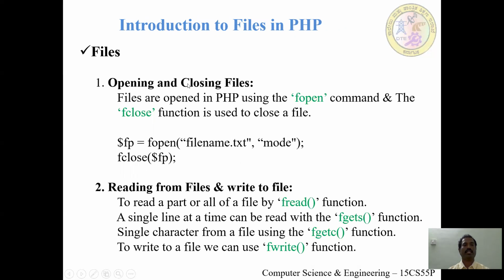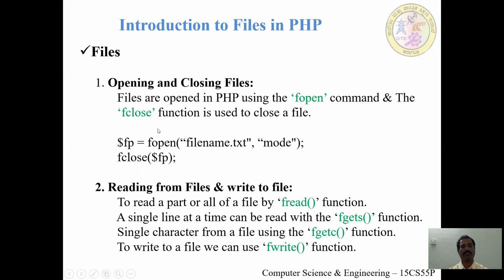Now let us understand about files in PHP. Since we are dealing with files here, we need to understand files in PHP. In order to work with a file, first we need to open the file. In PHP, to open a file, we have the function fopen, and we close a file by using the fclose function. The fopen function takes 2 parameters. Here you can see the example: fopen, in brackets the file name, then the second parameter as the mode.